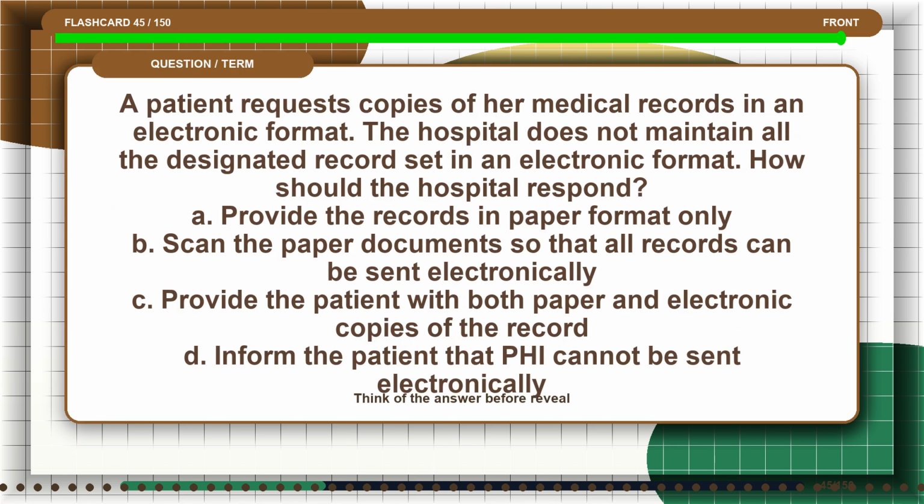Flashcard 45. A patient requests copies of her medical records in an electronic format. The hospital does not maintain all the designated record set in an electronic format. How should the hospital respond? A. Provide the records in paper format only. B. Scan the paper documents so that all records can be sent electronically. C. Provide the patient with both paper and electronic copies of the record. D. Inform the patient that PHI cannot be sent electronically. Think of the answer before the reveal.